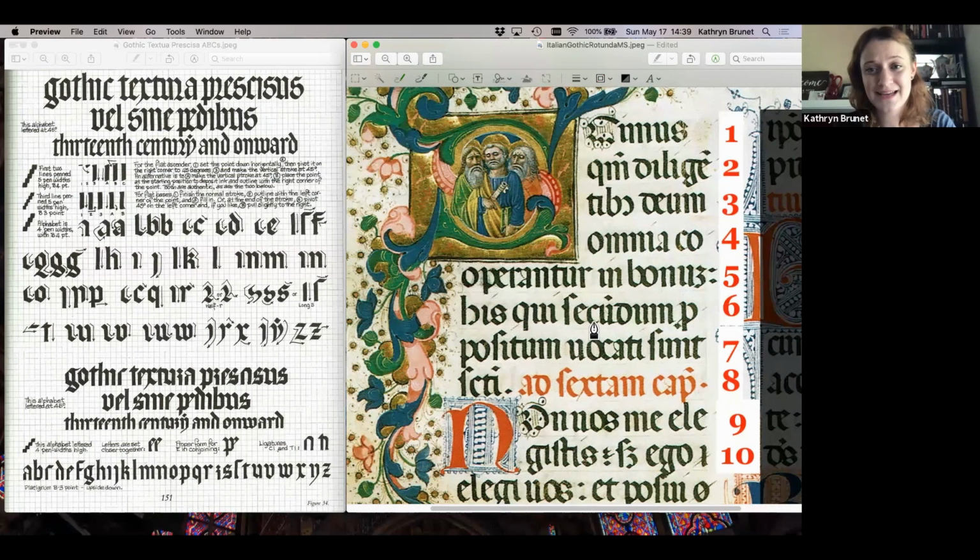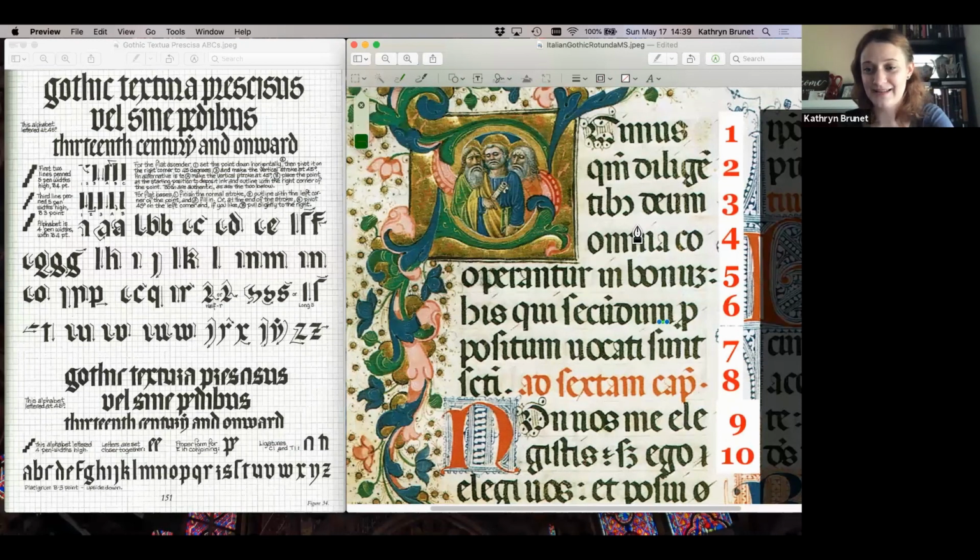So we have E, C, U with an abbreviation, which is omitted an N, which unless you know the word, you wouldn't know that. So you would just mark U with an abbreviation. And then we have this D again with the very low hanging ascender, U, M.